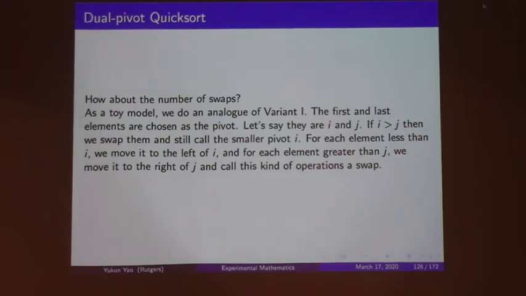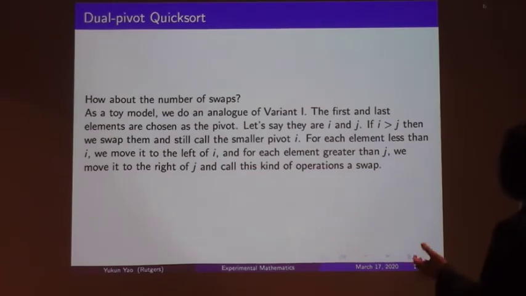So again, it depends on the implementation. So we do an analog of variant 1. So now let's consider the first and the last elements as pivots. So we need two pivots in this situation. Let's say i and j. If i is greater than j, then we swap them and we still call the smaller one i.